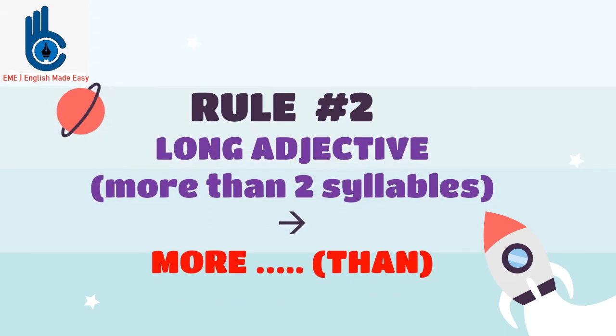Now we will move to rule number 2. The long adjectives. If the adjective is more than 2 syllables, so we need to put the word more followed by the adjective followed by than. Now let us see the example.